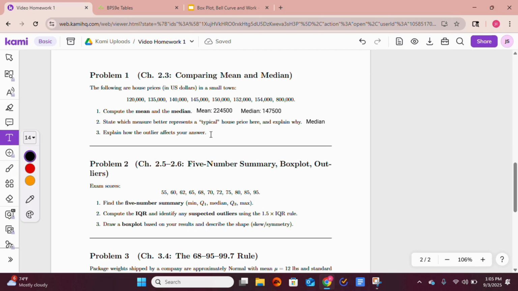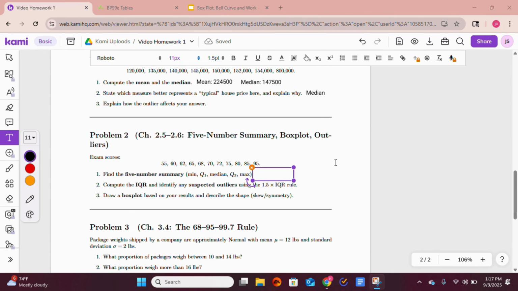This brings us to number 3, which asks for us to explain how the outlier affects our answer. An outlier is basically just a data point that is significantly different from the other numbers in the dataset. Just as I was talking about in number 2, the outlier of 800,000 pulls the mean way higher than what most houses actually cost, therefore telling us the median is a better representation of the center.